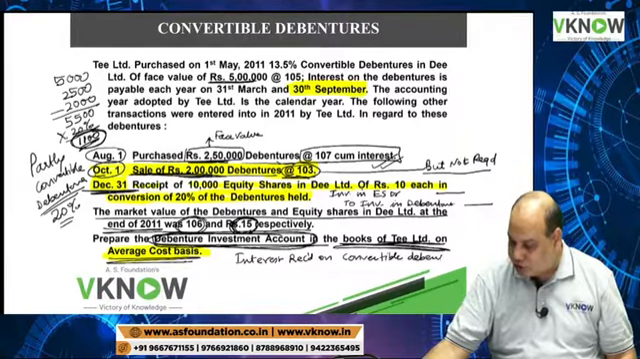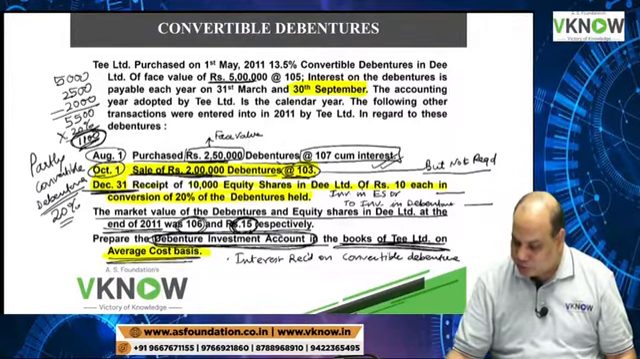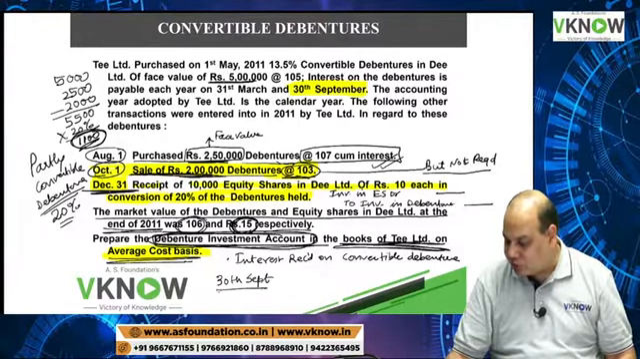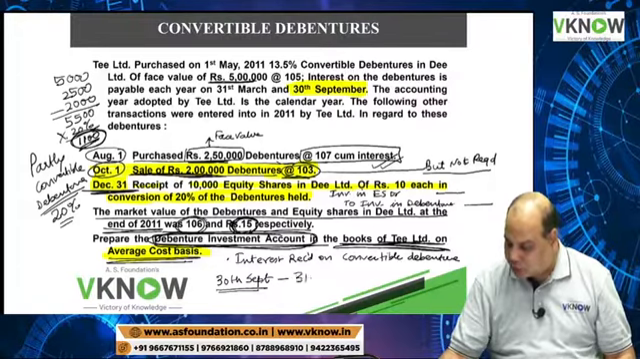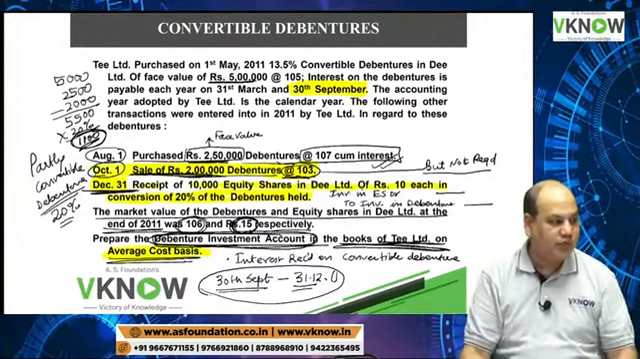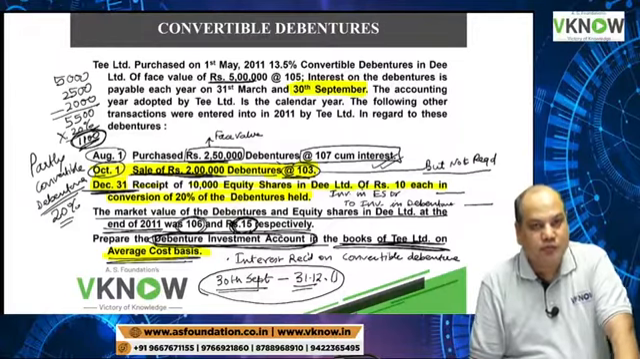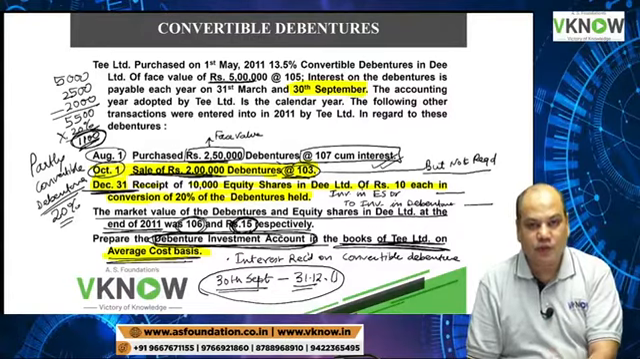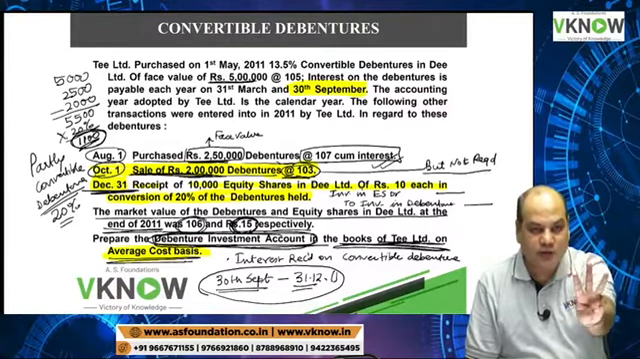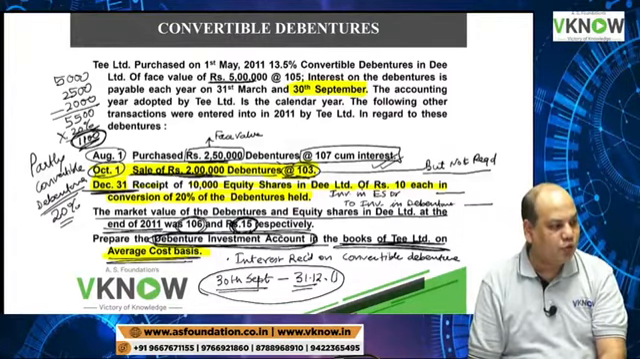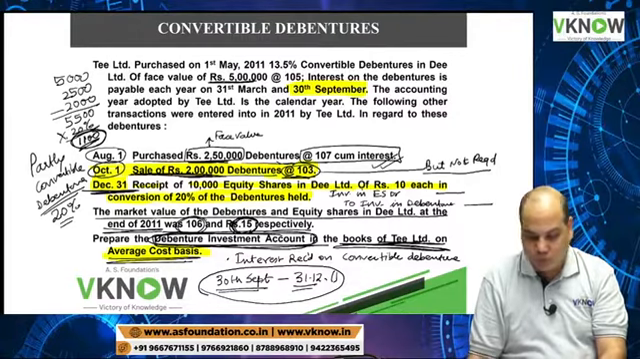This they have not mentioned in the problem, but the student should know that up to 30th September, the interest has already been paid. The conversion took place on 31st of December. Therefore, on the converted portion, that is 1100 debenture, interest will be received for 3 months. So we will have to pass interest entry also. Is it right?